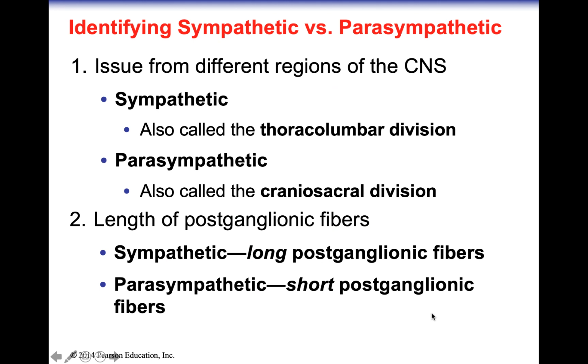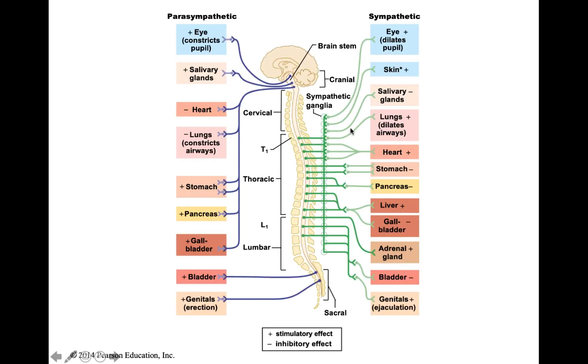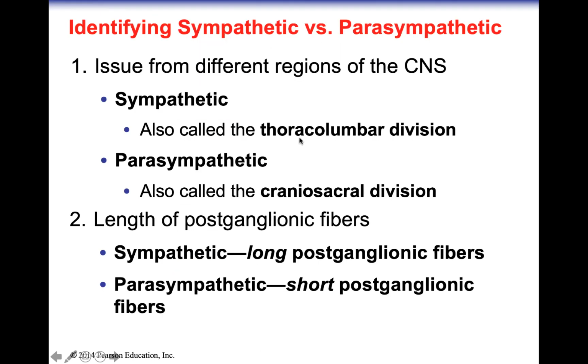So how can you differentiate between sympathetic and parasympathetic nerves? Well, the sympathetic nerves come from the thoracic and lumbar region. We saw that over here. Thoracic and lumbar region, you have all your sympathetic nerves. So we call it the thoracolumbar region. Parasympathetic nerves come out of the cranial sacral region. So just locations of where they're coming out of the CNS.